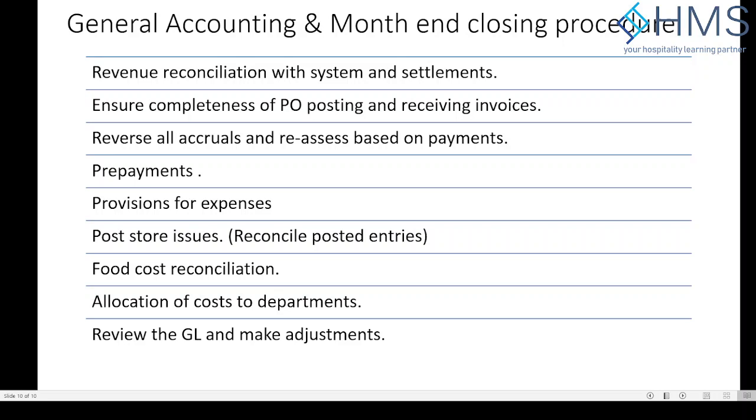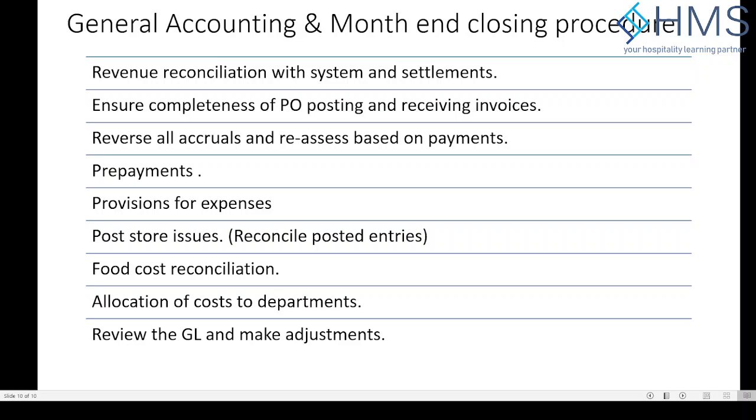It's a very short checklist for this, because every hotel has its own different setup depending on what kind of software they use and how many people they have. So here you need a lot of coordination with other departments, right? For example, ensuring the PO posting. You have to ask the departments what kind of invoices they have received which are not paid, from marketing, from maintenance, from food and beverage, from the rooms department, and make those entries, right?